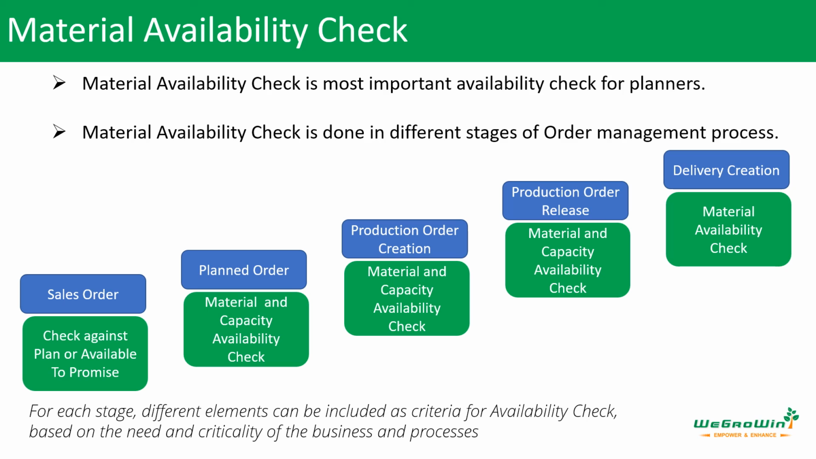Material availability check is the most important availability check for the planners. It is done in different stages of the order management process, starting with sales order, where it can be checked against the plan or available to promise. Then in planned order stage, material and capacity availability check can be done. During production order, material, capacity availability and production resource tools can be checked. Similarly, during production order release. During delivery creation, you can check the material availability. For each stage, different elements can be included as criteria for availability check based on the need and the criticality of the business process.